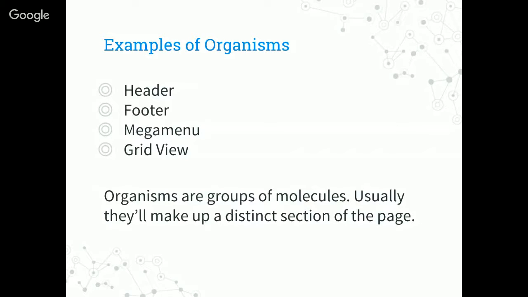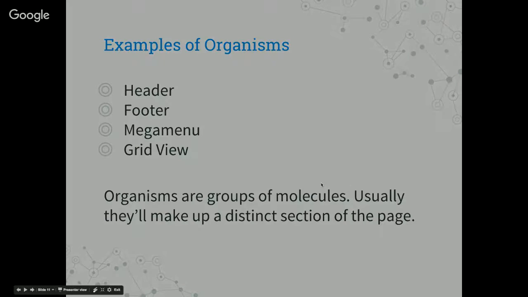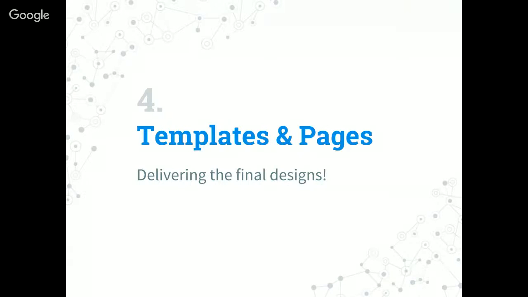So like your header that's got, you know, a search field plus the menu plus, you know, 3 or 4 other things like the logo. The footer, like a grid view that, you know, has like products in it. That's got like a product image, a link to the product, the price, things like that. Right, and then the top level are templates and pages.